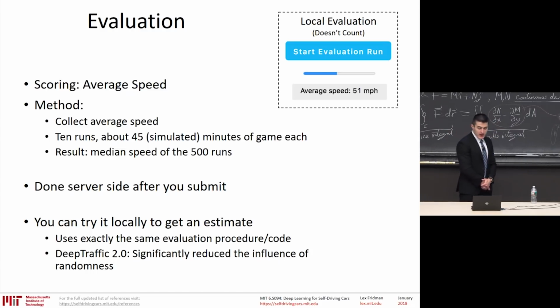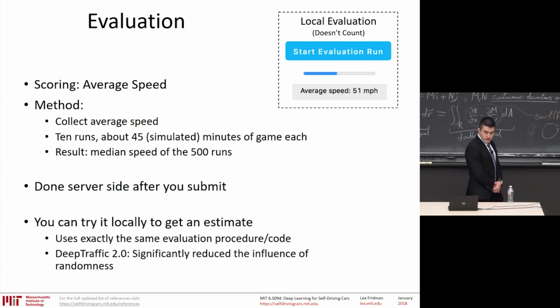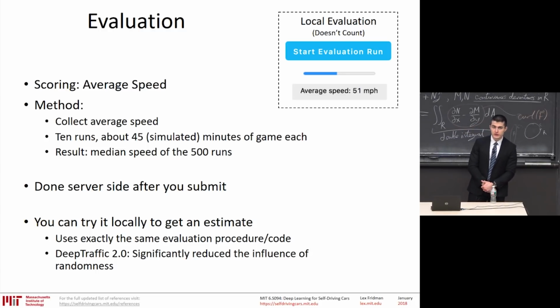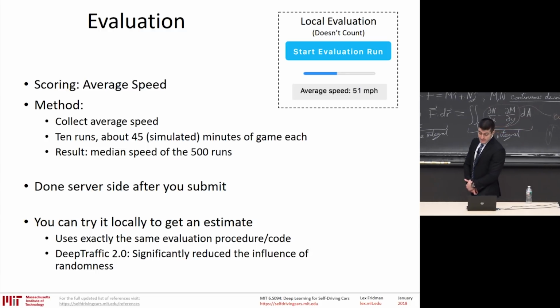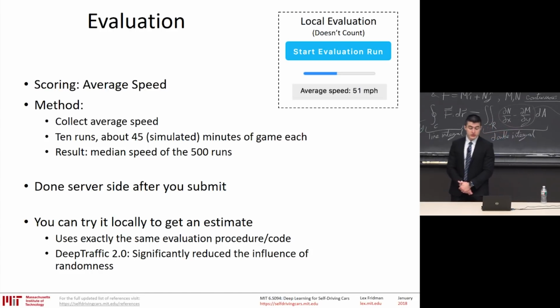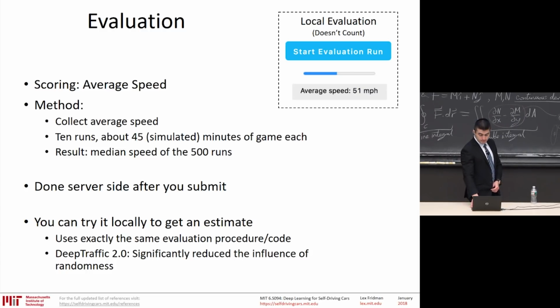And you can try it locally. There's a start evaluation run, but that one doesn't count. That's just for you to feel better about your network. That should produce a result that's very similar to the one we produce on the server. It's to build your own intuition. And as I said, we significantly reduce the influence of randomness. So the score, the speed you get for the network you design, should be very similar with every evaluation.